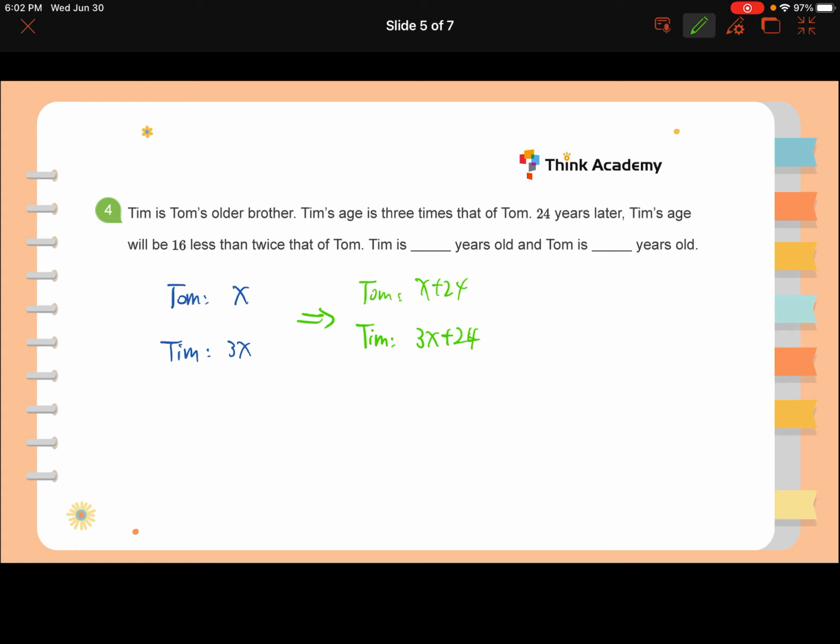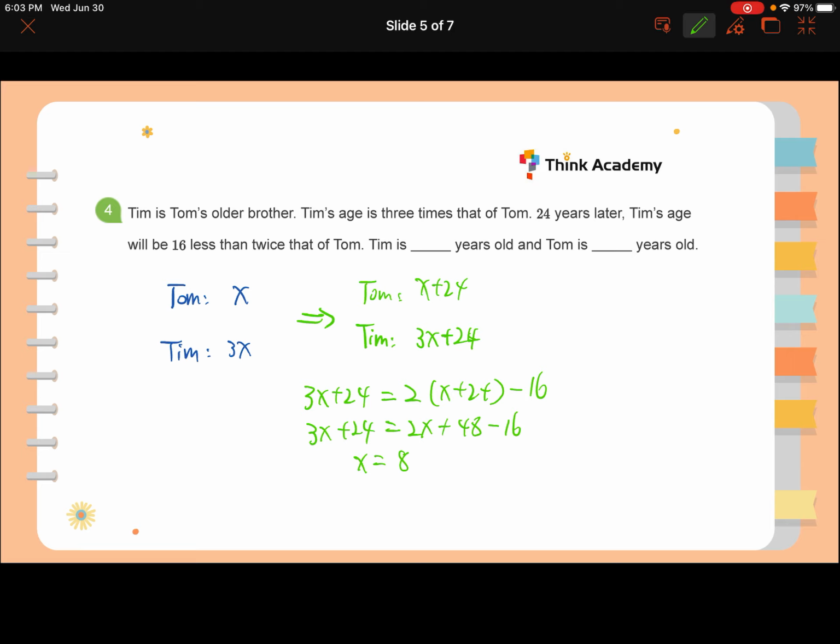Now Tim is 3x plus 24, and we know that Tim's age will be 16 less than twice that of Tom. So let's construct our equation. Tim's age, which is 3x plus 24, is going to be 16 less than twice that of Tom. So twice Tom's age, which is x plus 24, and 16 less, so we minus 16. And again, we can simplify the polynomial on the right hand side, which is 2x plus 48 minus 16, and we have x equals 8.